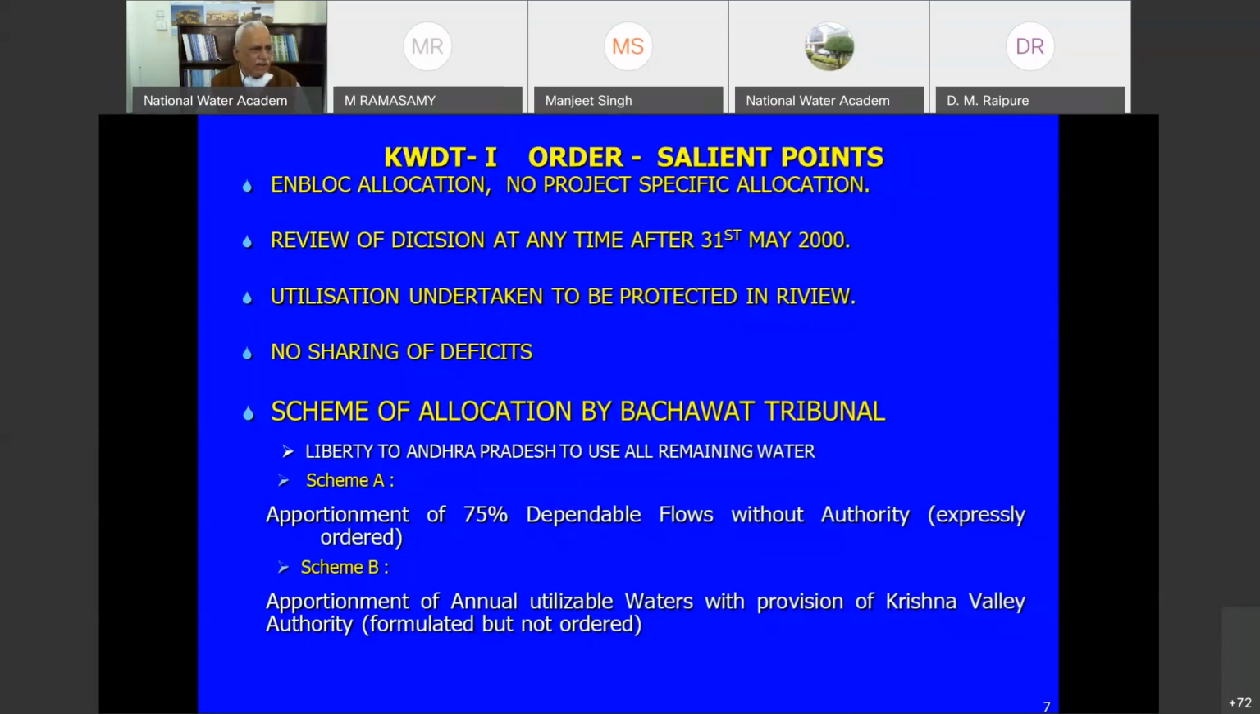The tribunal, as I already told you, permitted the review of their decision after 31st May 2000, and it was meant that the utilizations which have been undertaken should be protected by the decision. The essence of allocation was that there was no sharing of deficits, and whatever water the states get, they have to utilize it.